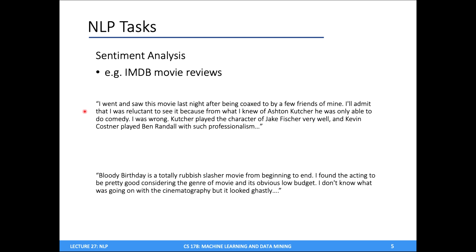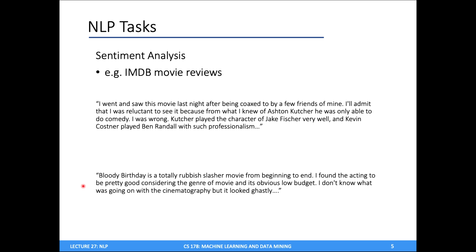So for example, in this first review from this IMDb database, we say, I'll admit that I was reluctant to see it because blah, blah, blah. He was only able to do comedy. I was wrong. So it's not clear, just picking out keywords, whether or not this was a positive or a negative movie review. In fact, it was definitely positive if we read between the lines here. But this is actually a really hard task to do.